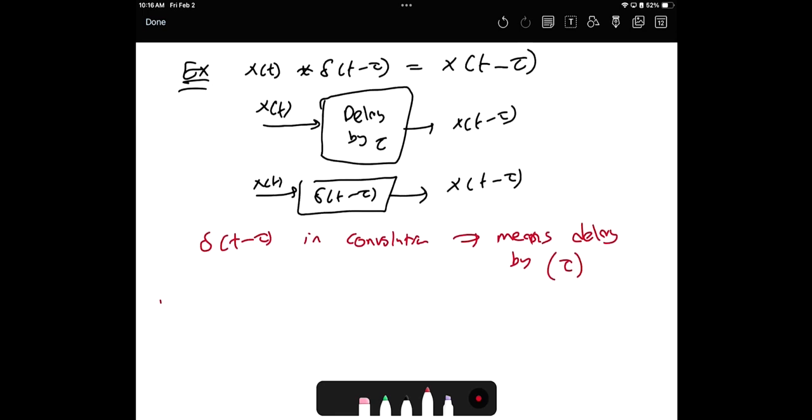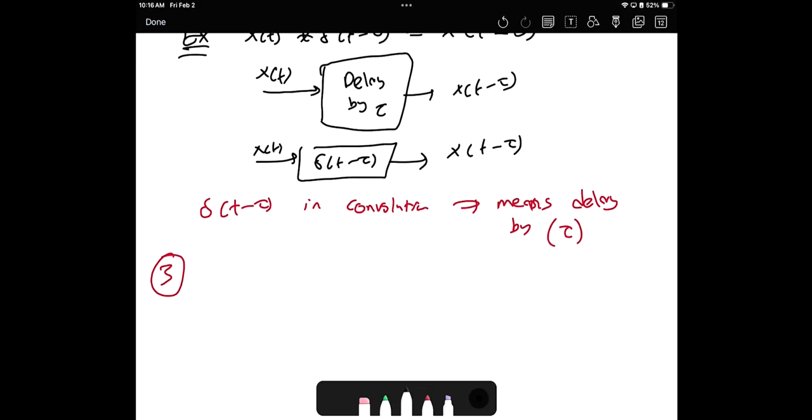Let's go to the third property. Is this clear? So far so good? Third property, cumulative.